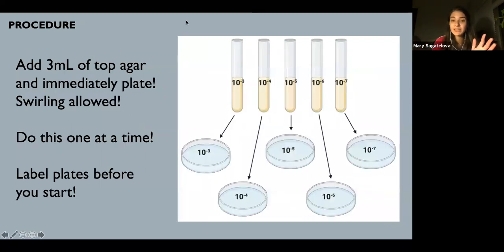Then you're immediately going to add 3 milliliters of top agar to those culture tubes, and you're going to immediately plate it. And you can do the swirling this time, okay? That's allowed this time. You can just really get it around. Do this one at a time. I recommend this again, because if you are adding top agar to all of your culture tubes at one time, by the time you finish adding it to your last culture tube, your first one will be mostly solid. So do this one at a time.